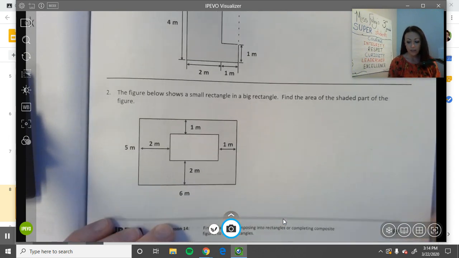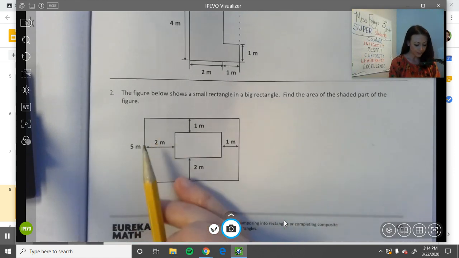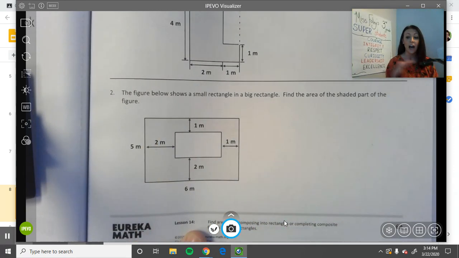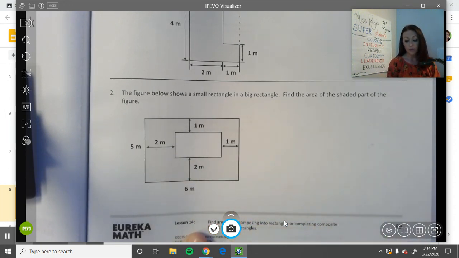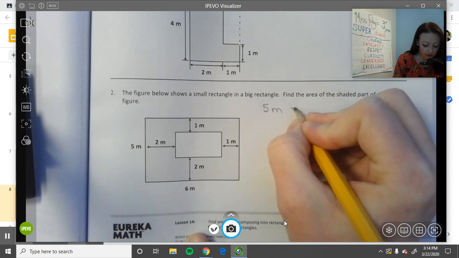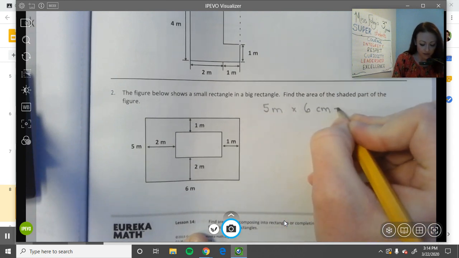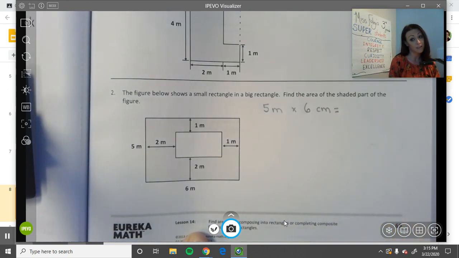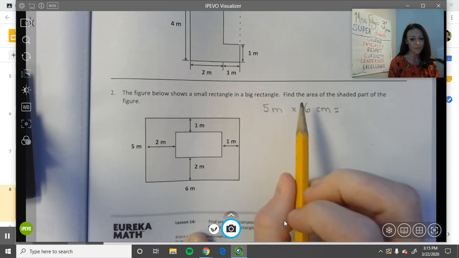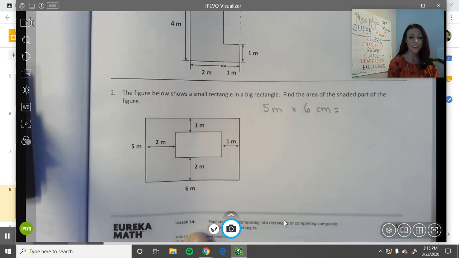Okay, so to find the area of our larger rectangle, I'm going to look at the length and the width of the entire big rectangle. So I see 5 meters by 6 meters. So to find area, length times width. 5 meters times 6 meters equals, I could either skip count by my 5s or skip count by 6s and sing my song to find the total area for this one. I think I'm going to sing. So, I think that I found a way to count by 6, 12, 18, 24, 30.